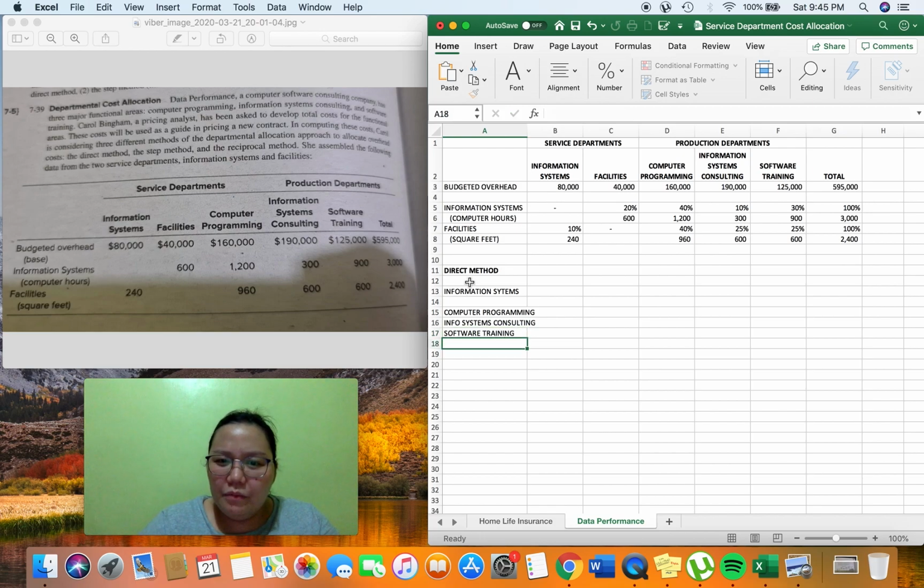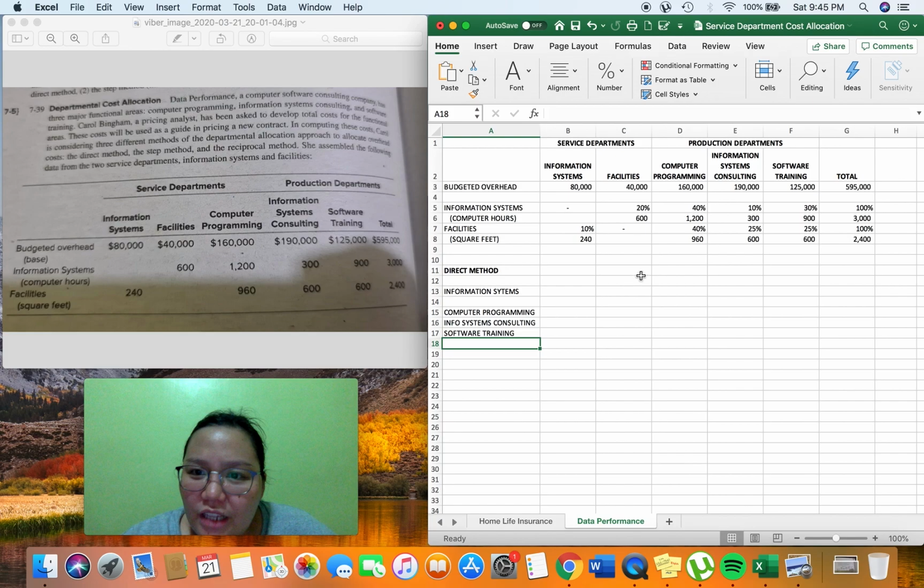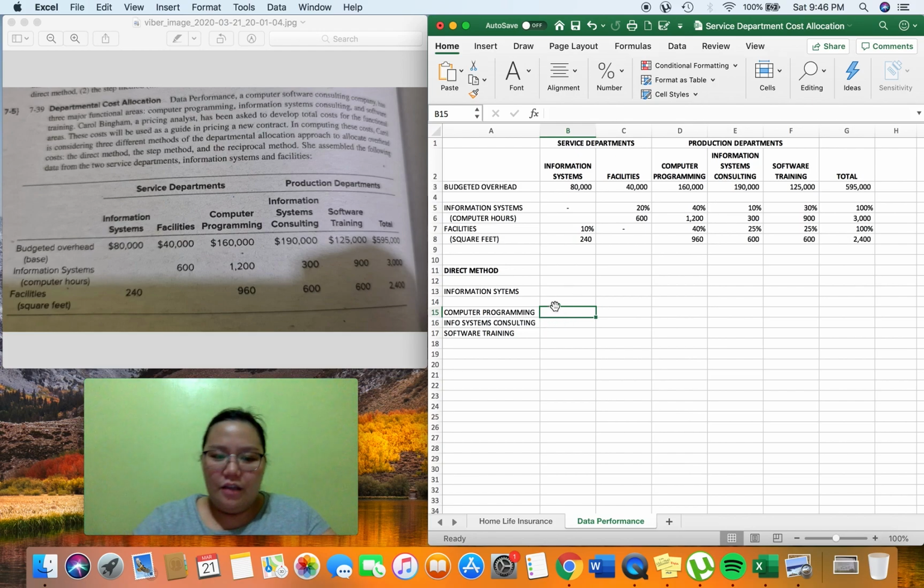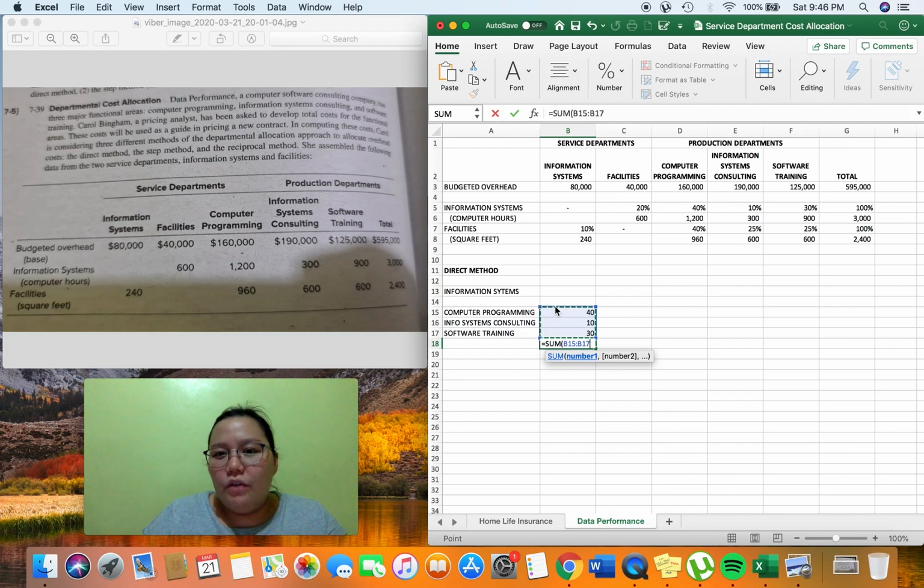So, this time, we cannot use the percentage because we will not allocate anything to the facilities department yet, since we are using the direct method. So, if that is the case, we have 40, 10, and 30. So, the denominator that we're going to use in order to allocate the cost will be 80. Okay?